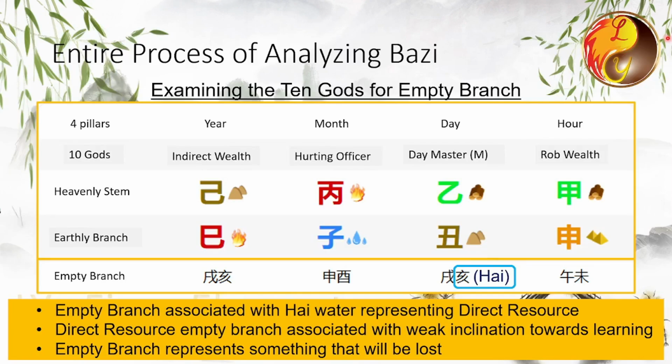Let's take another example. If someone's day master is Yi Wood, and the empty branch is associated with high water, which represents their direct resource, then it's considered direct resource empty branch. People with direct resource empty branches might not have a strong inclination towards learning. So this empty branch represents something they might lose. And we need to analyze it specifically to understand its implications.